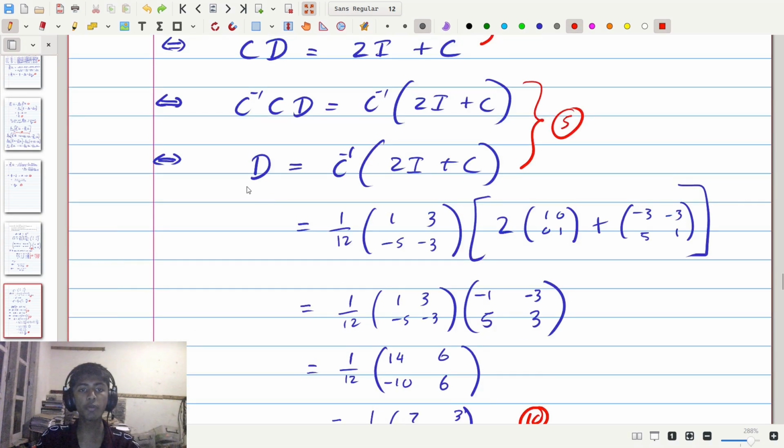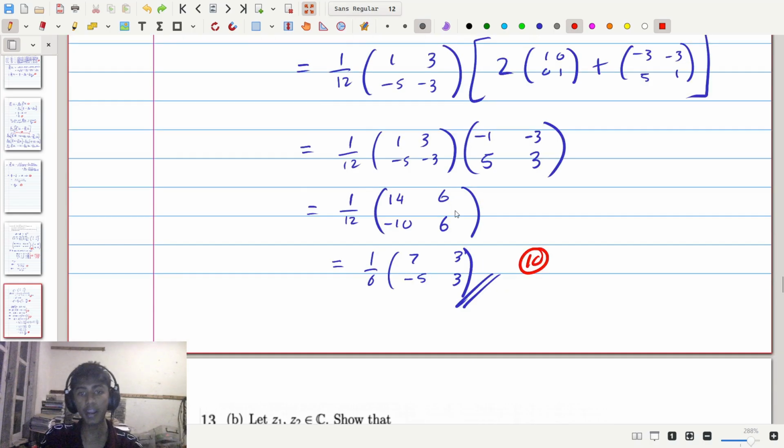Now after getting to this point where you have D matrix equals C inverse times 2y plus c and substituting and then getting the final answer of 1 over 6 times the 2 by 2 matrix 7, 3, negative 5, 3, you get a final 10 marks. And with that, we are done with this question.